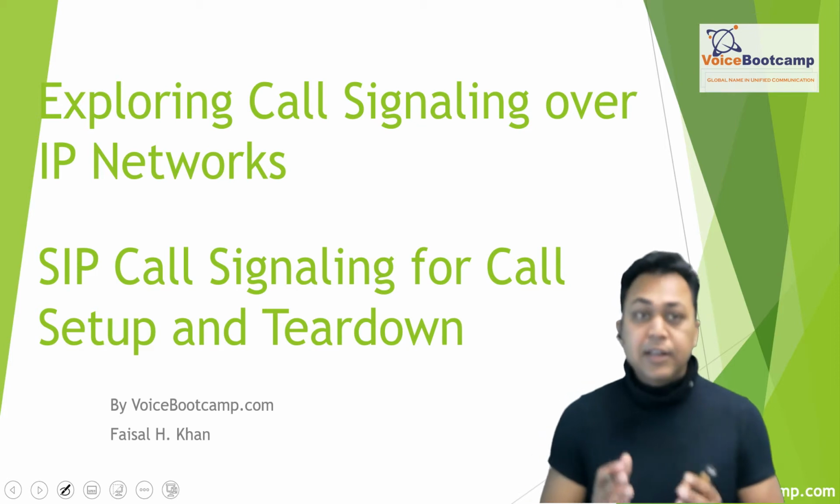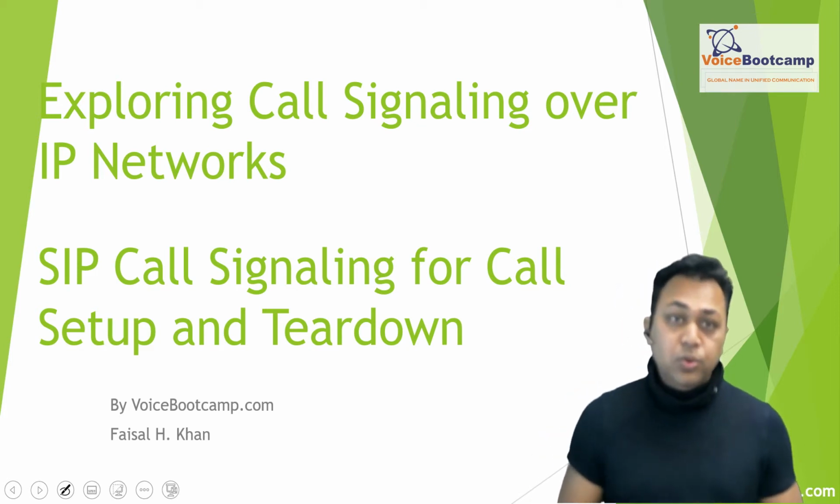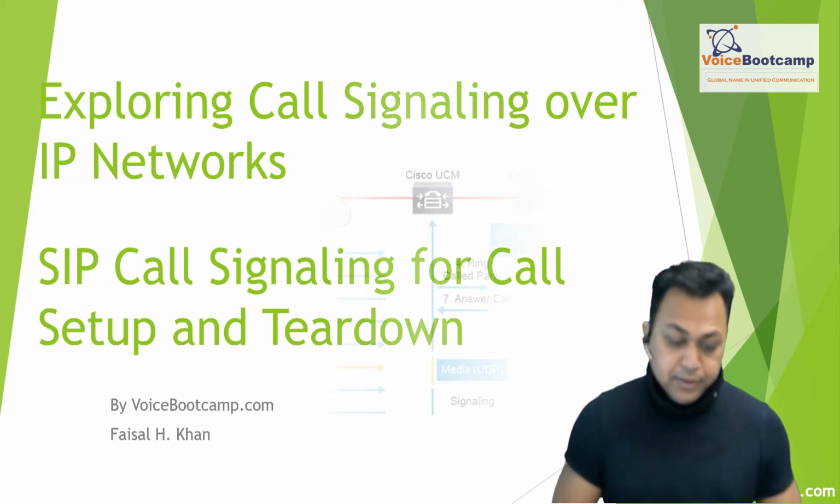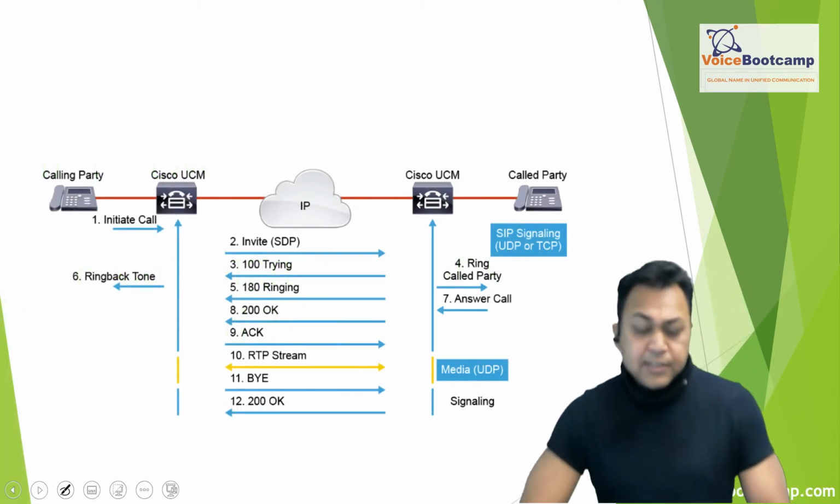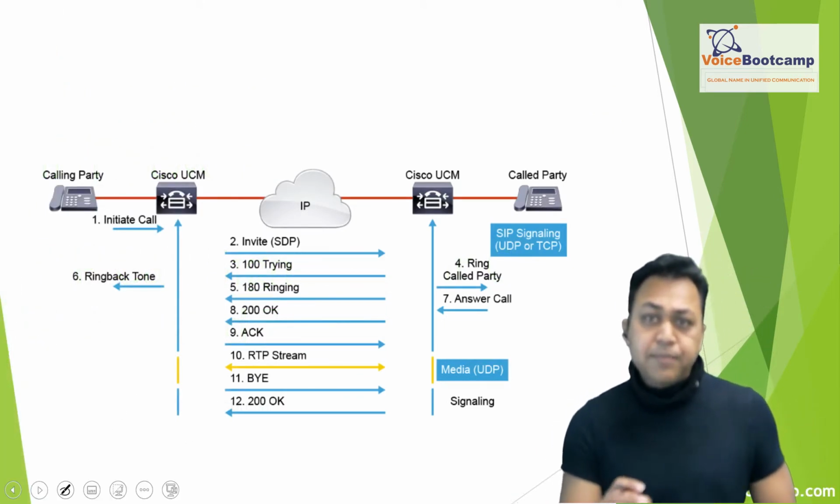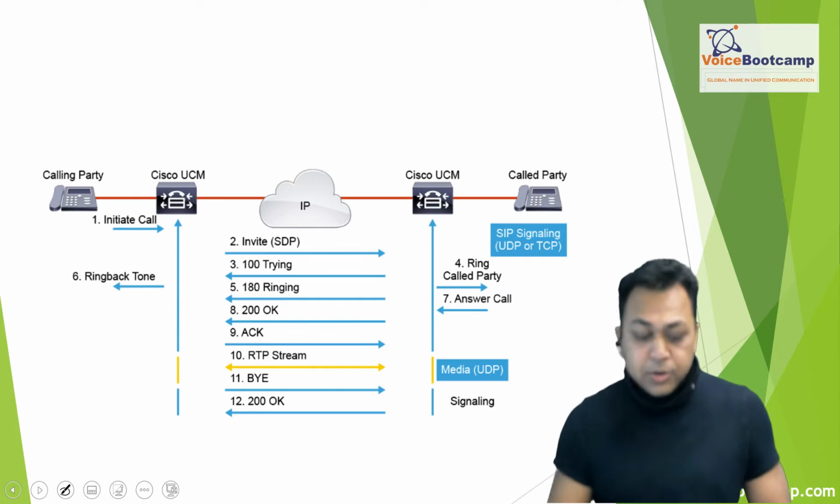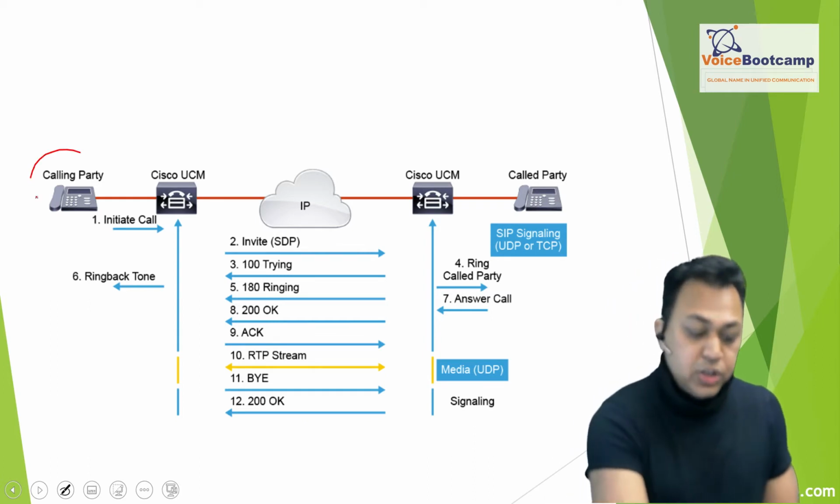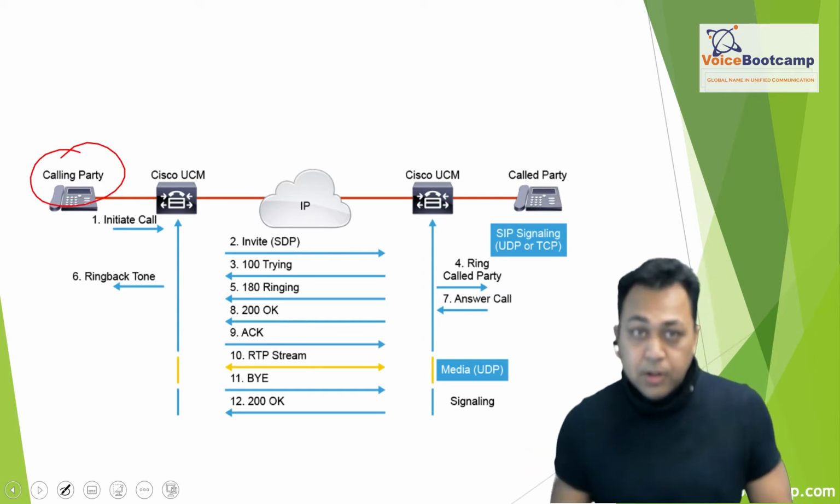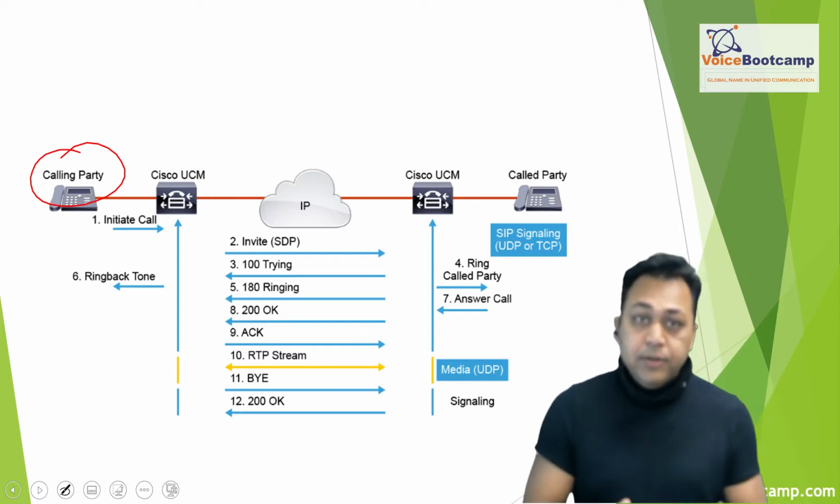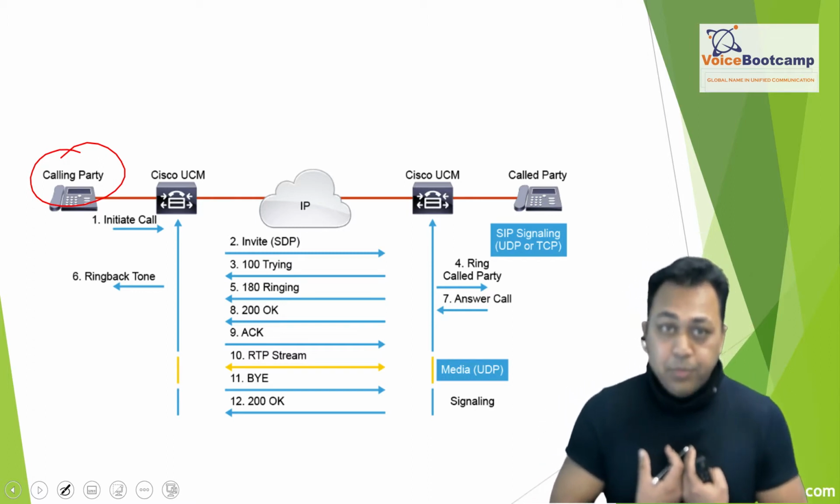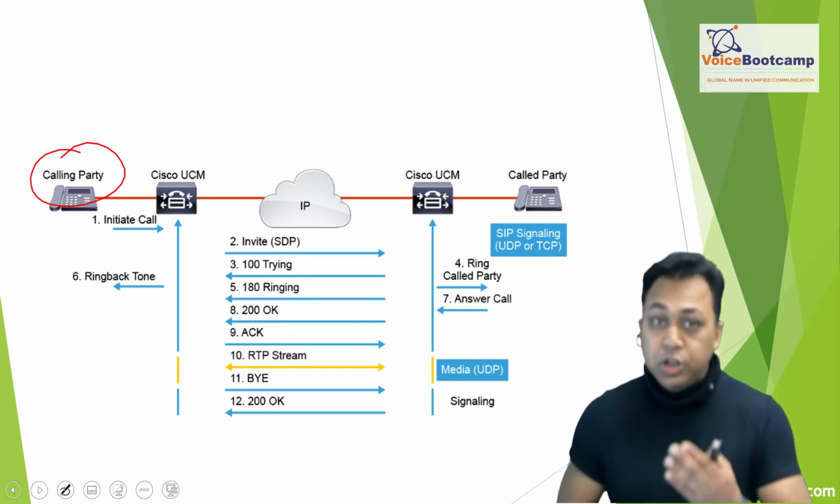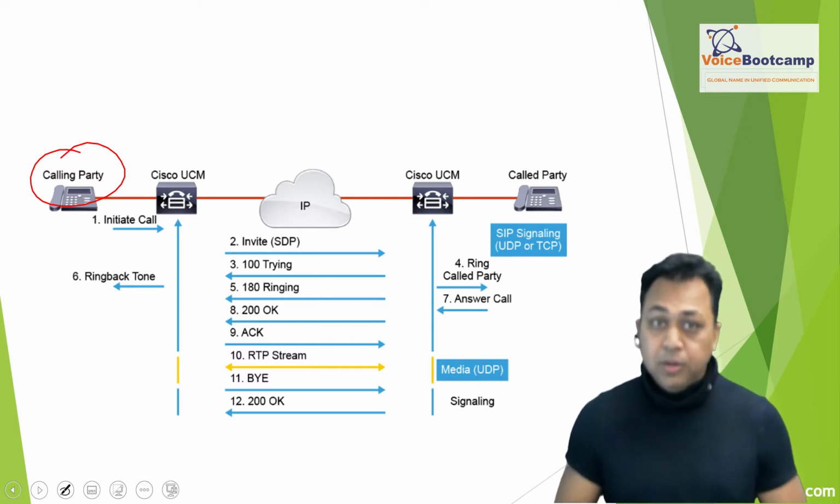So that is an example of the call flow of your IP telephony. This is an example of a SIP call flow. Now I'm going to walk you through step by step what happens when an initiating party initiates a call. So an endpoint, let's say I am the endpoint, I'm going to pick up the phone to call you. So I initiate the call.